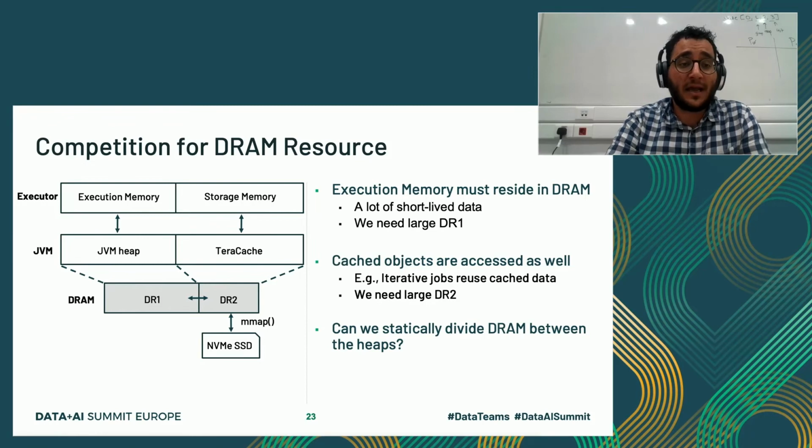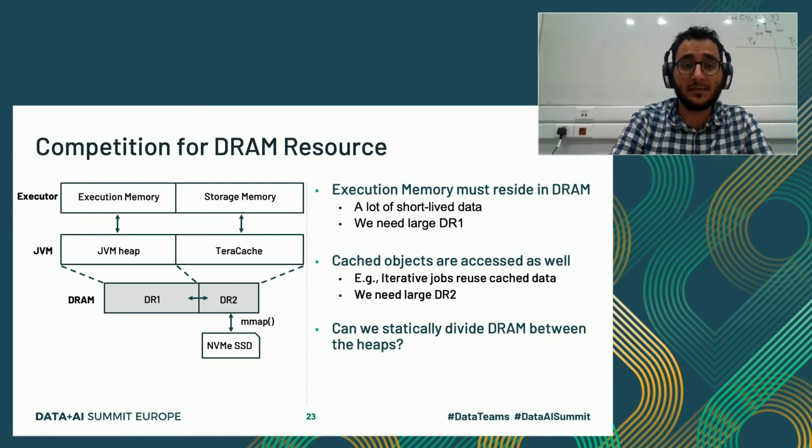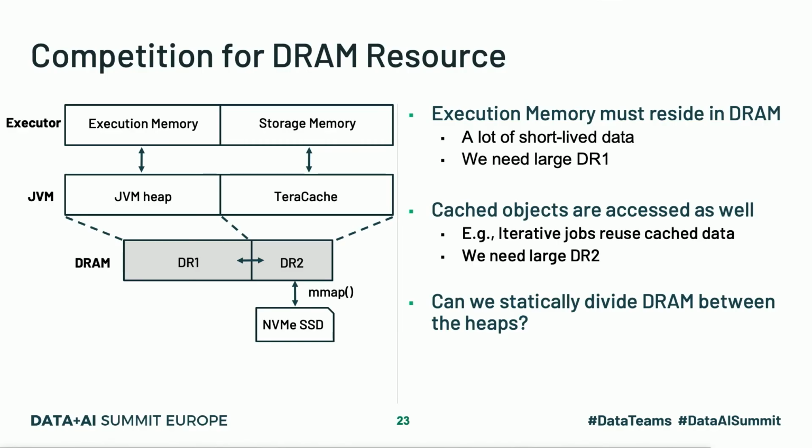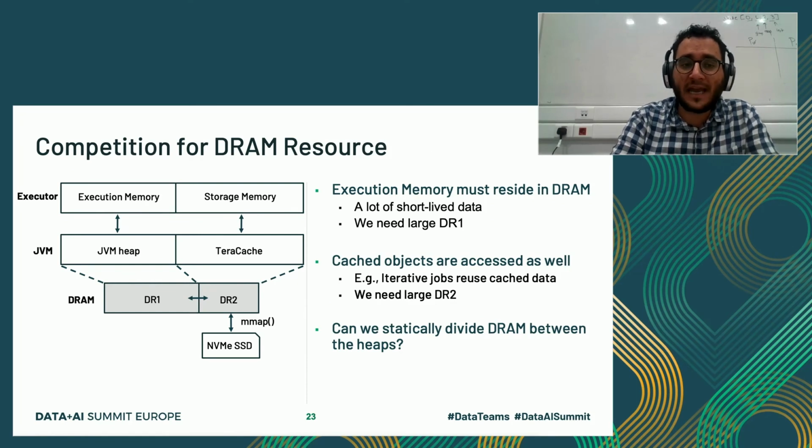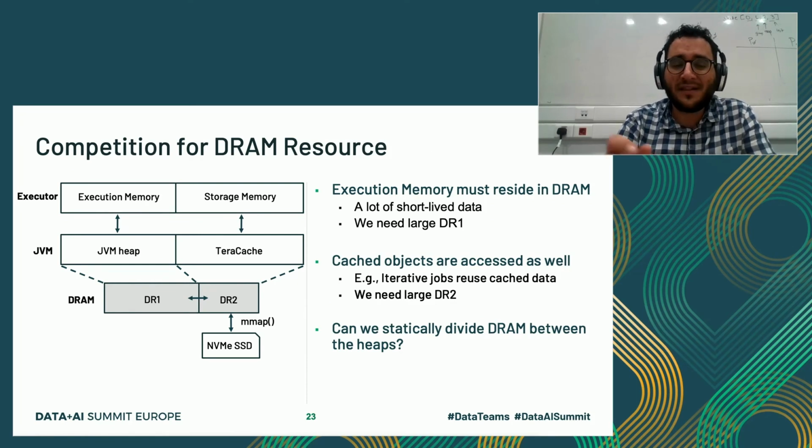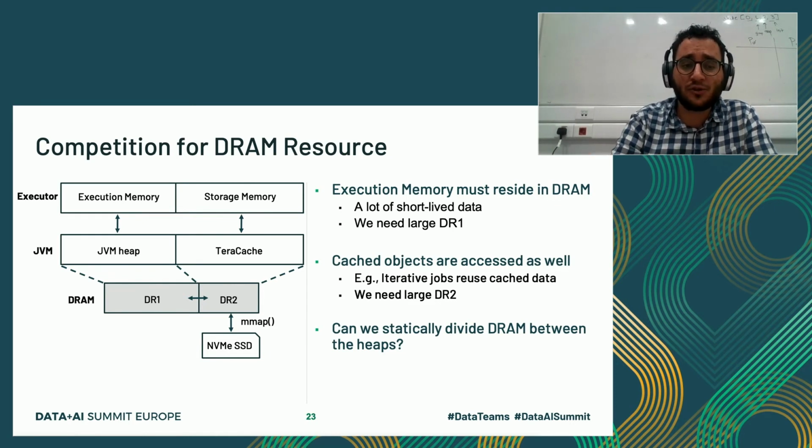So, let's recapitulate the design of TeraCache. We have the Spark executor, and the Spark executor memory is divided into two logical spaces: execution memory and storage memory. Now we have two separate heaps that share the same DRAM resource. The JVM heap is fully located on DRAM, the tier 1 part, while TeraCache is memory mapped over the fast storage device, and in the rest of the DRAM, we locate the memory mappings of TeraCache.